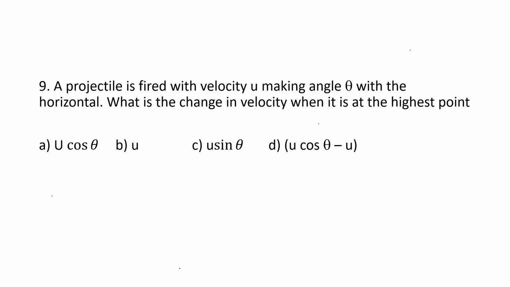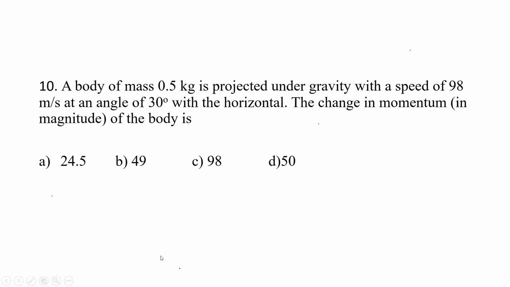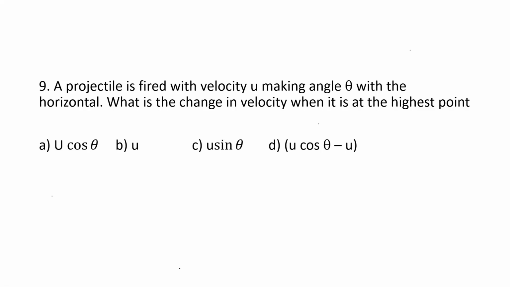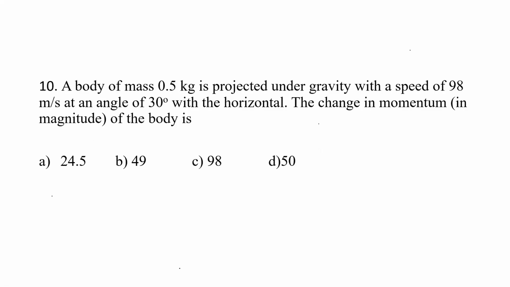Here, the horizontal component of velocity remains constant. Only the vertical component of velocity will change. When it is making angle theta and it is a projectile motion, the vertical component of velocity changes. So no need to solve it. We know that the vertical component of velocity is given by what? It is u sine theta. Therefore, option C is the right option. U sine theta, option C is the right option. Let us calculate the next one.